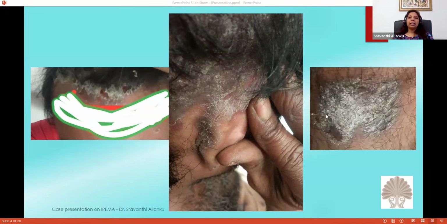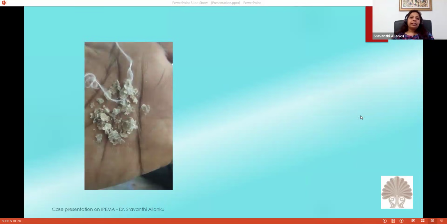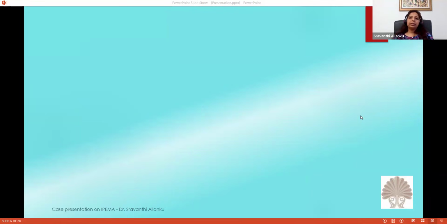And then the rest of the body, the patches looked like this. Some part of them was wet, some part of them was dry, but the skin was very thick, very white, and also very itchy. And these were the sheddings, these were the crusts. Like I said, he described them to be similar to crystallized sugar syrup, and the hair fall.